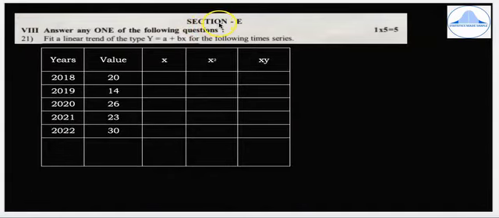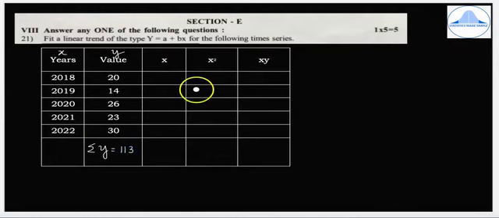Coming to the last section, section E, the 8th main, answer any one of the following questions. Each of these questions will carry 5 marks. 21st one, fit a linear trend of the type y equal to a plus bx for the following time series. So the years are given and the corresponding values are given. The first step is to mark the years as x and the value as y. And let us calculate summation y, which is equal to 113.